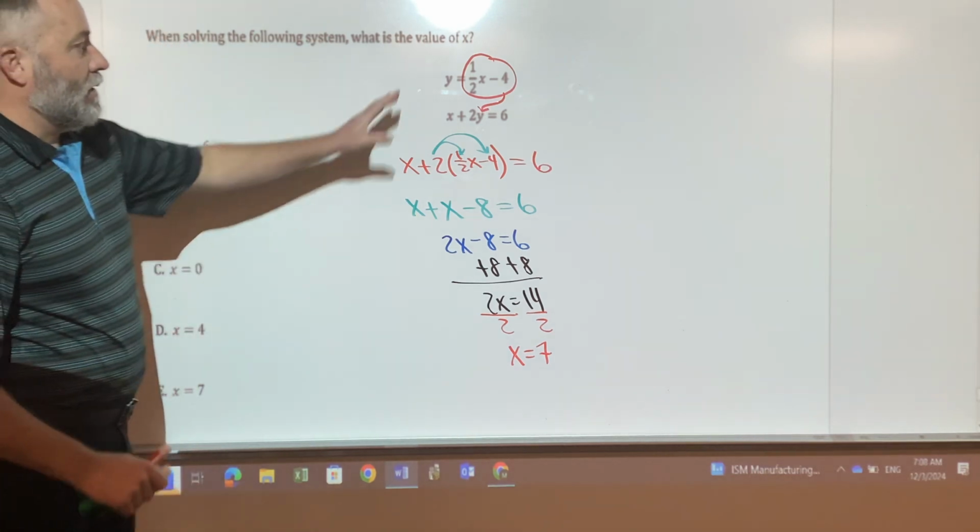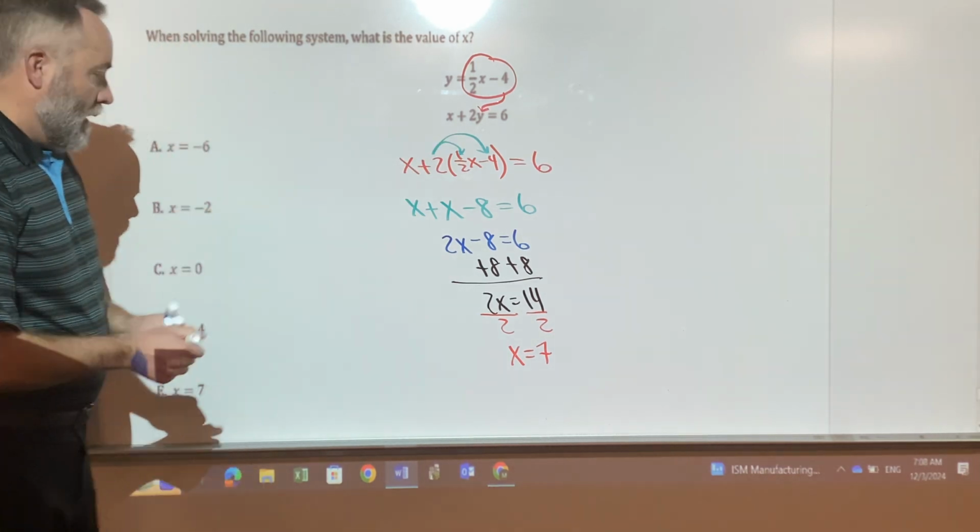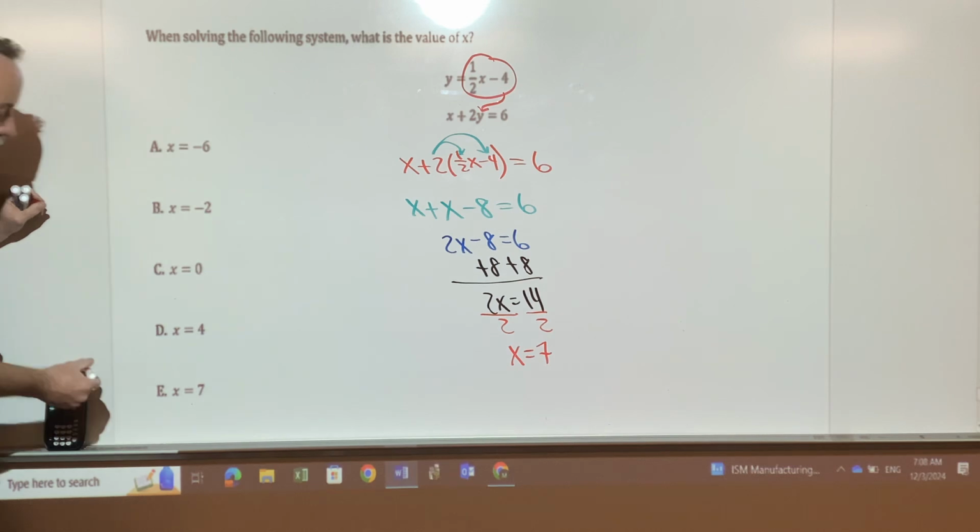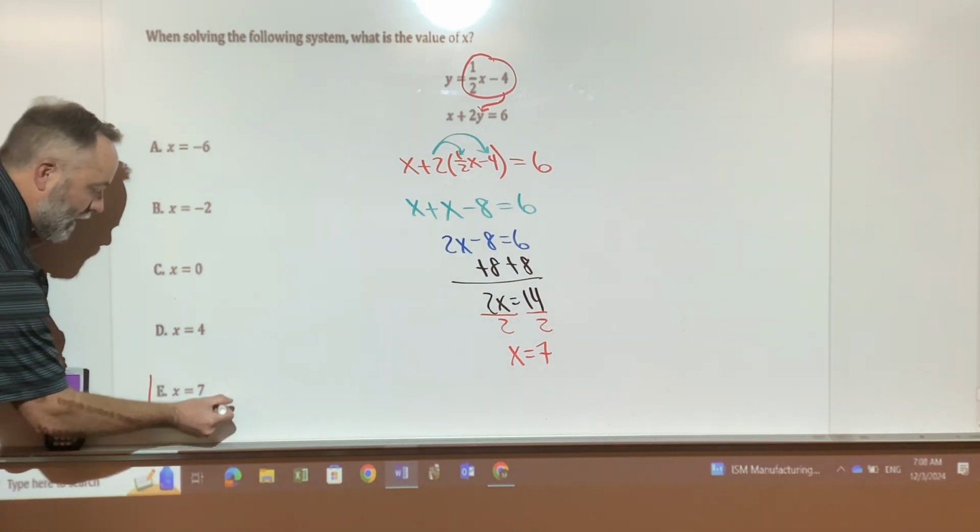So after substituting in and solving for x, we get x is equal to 7, and we can find that in selection E.